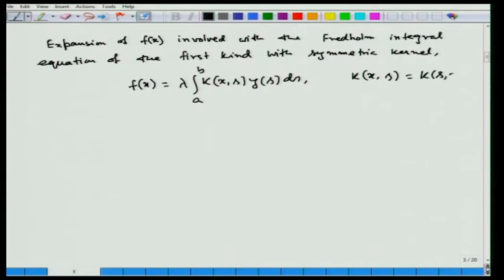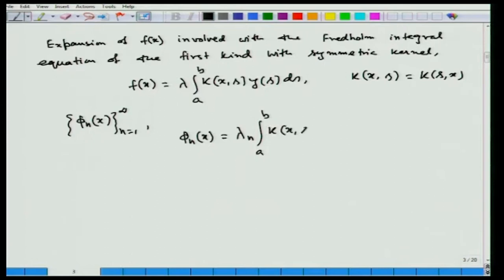This is symmetric, so that means it satisfies the condition in terms of the orthonormal eigenfunctions phi n x, and these phi n x are related by this formula: phi n x equal to lambda n integral a to b k of x comma s phi n s d s. So, that means these phi n x are the eigenfunctions, and lambda n are the eigenvalues of the Fredholm integral equation, that is y x equal to lambda integral a to b k of x comma s y s d s. So, with these aids we can now state the Hilbert-Smith theorem.